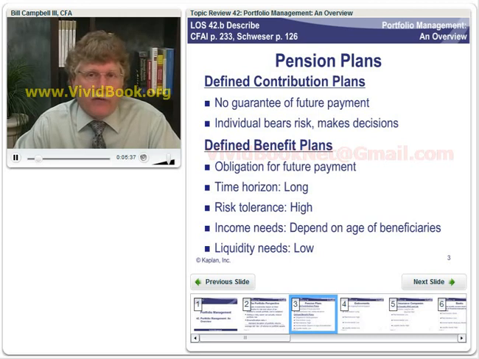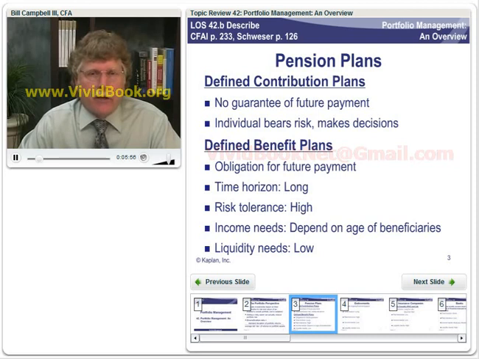If you have 1 or 2 years of very poor investment returns, that's not such a big deal because you still have lots of years left to go where above average returns could make up that difference. So generally a high risk tolerance. The income needs is going to depend on the age of your beneficiaries.